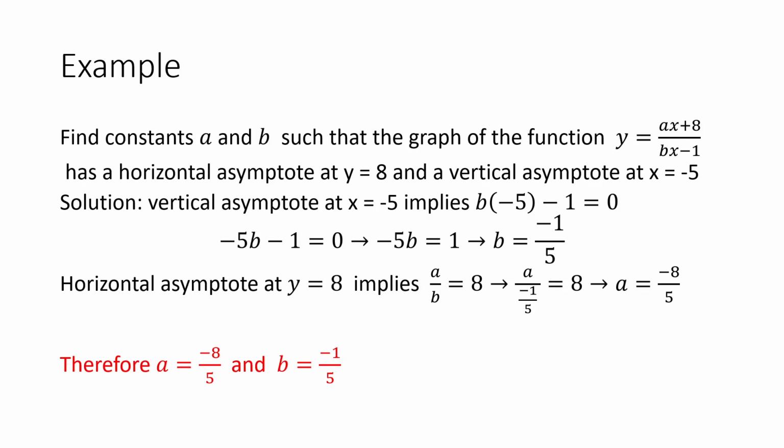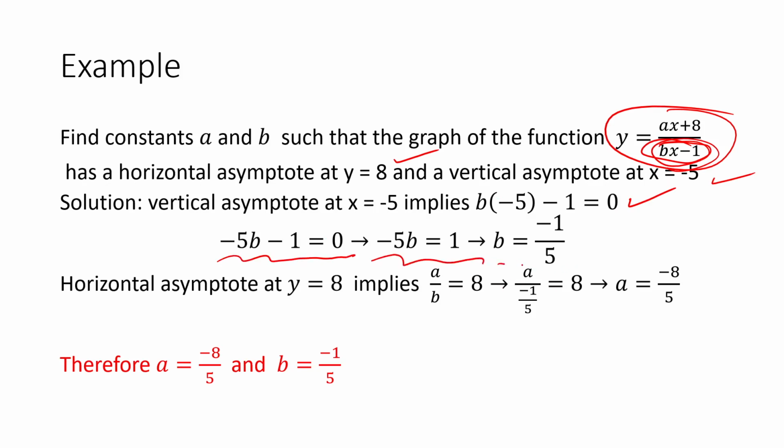And now for this question, we want to determine constants a and b such that the graph of this particular function shown has a horizontal asymptote at y equals 8 and a vertical asymptote at x equals negative 5. Well, if we have a vertical asymptote at x equals negative 5, then that means when x equals negative 5, that denominator, bx minus 1, must be equal to 0. So b times negative 5 minus 1 must be equal to 0. That's like saying negative 5b minus 1 is 0. Or in other words, negative 5b is 1. Or in other words, b is negative 1 over 5. So we know that b must be negative 1 over 5.